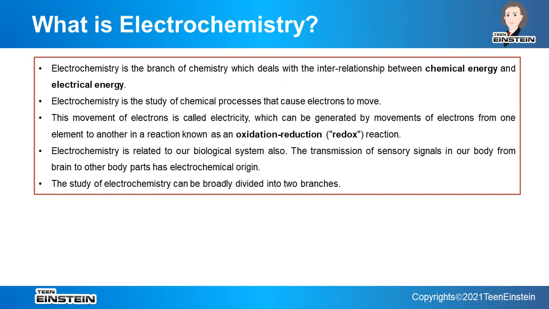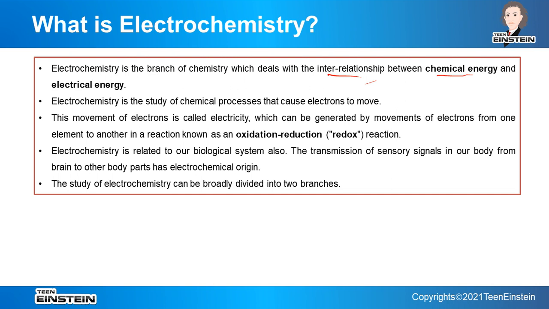The name we can understand that it is electricity and chemical energy. So both are combined together. So in this branch, we deal with the interrelationship between the chemical energy and the electrical energy. Chemical energy is coming from spontaneous chemical reactions, and by applying electric energy, we can also perform those chemical reactions which are normally, under normal condition, non-spontaneous.